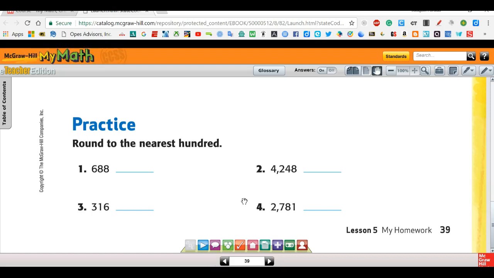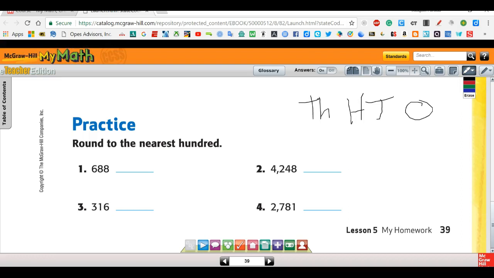We're going to be doing rounding. It says round to nearest hundreds. Obviously, what I like to do is I start off from the right to the left. I get ones, tens, hundreds, and thousands.